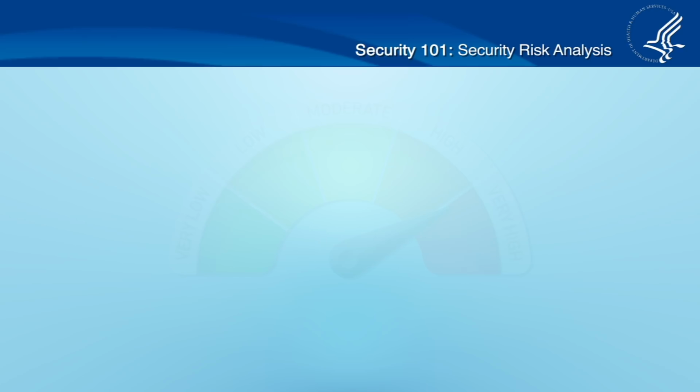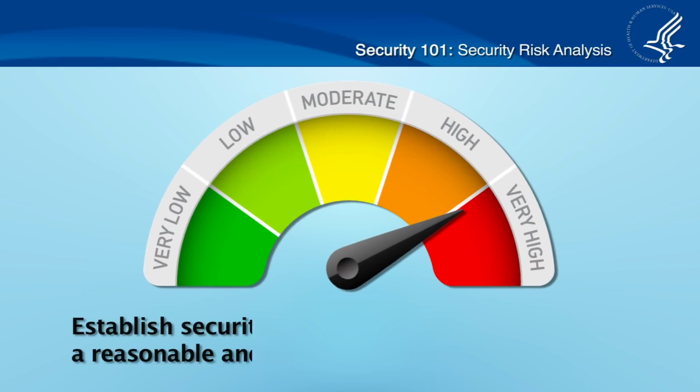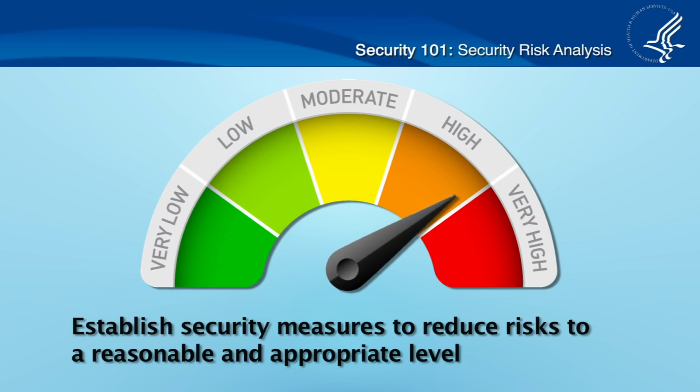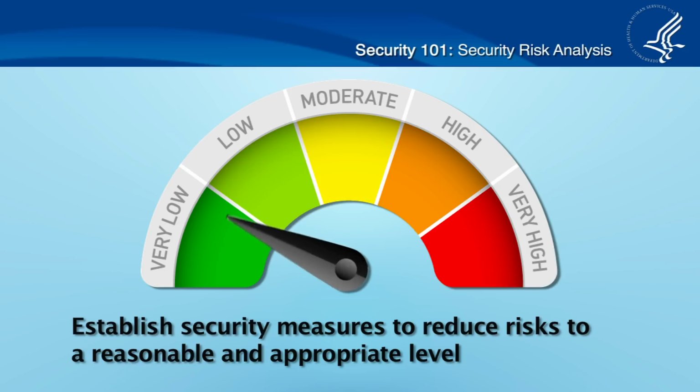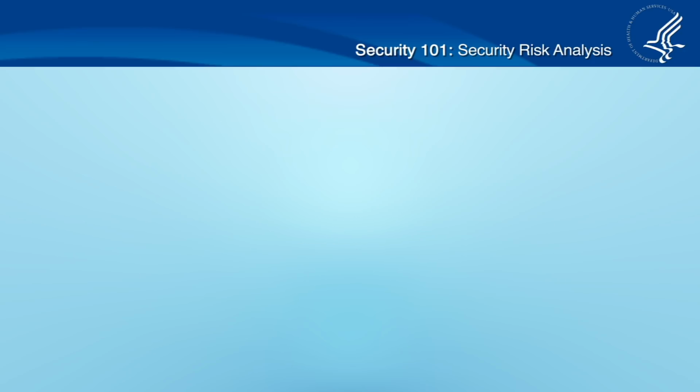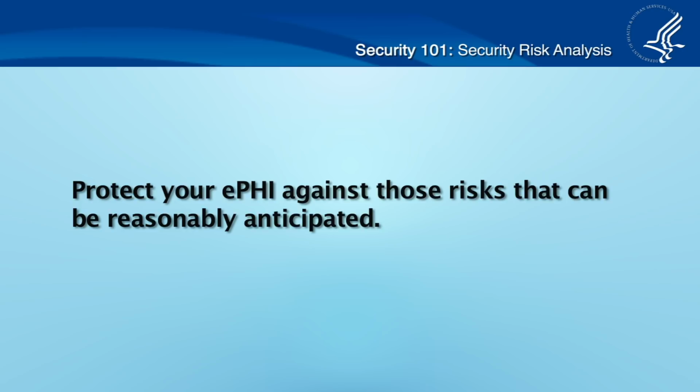Another key requirement of the HIPAA security rule is that you establish security measures to reduce risks to a reasonable and appropriate level. While complete protection from risk isn't possible, taking these steps can help you to protect your EPHI against those risks that can be reasonably anticipated.